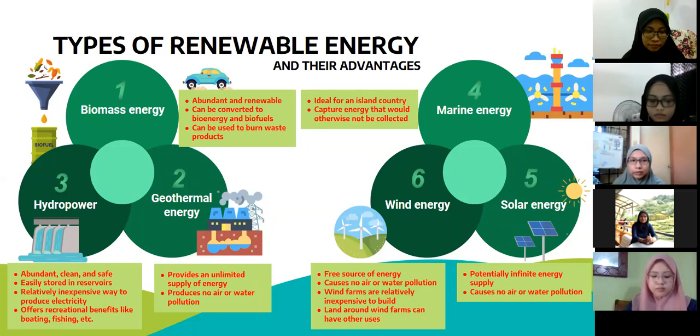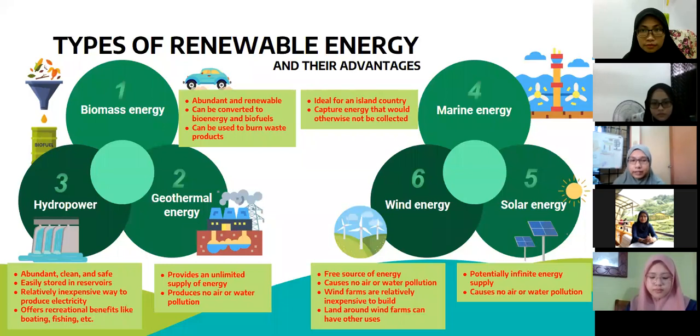First of all, we have biomass energy, which uses biomass originating from crops, plants, and trees. Biomass energy is an abundant and renewable energy. The biomass used for this energy can be converted into bioenergy for electricity and also biofuels for transportation. And this kind of energy can be used to burn waste products. Waste products here means the residues that come from crops processed for food or other products.